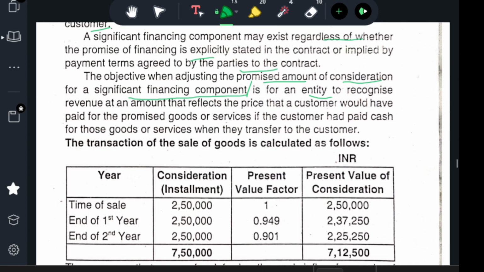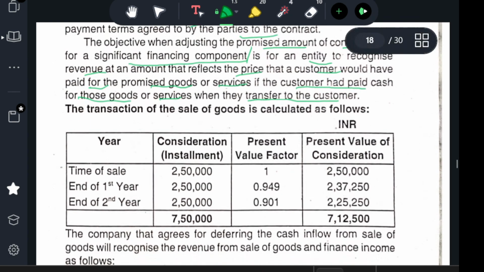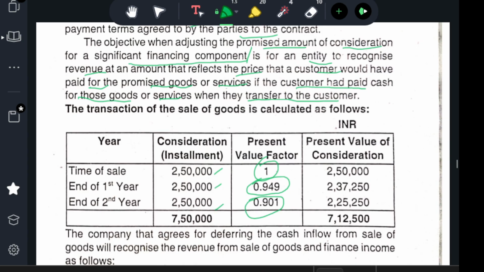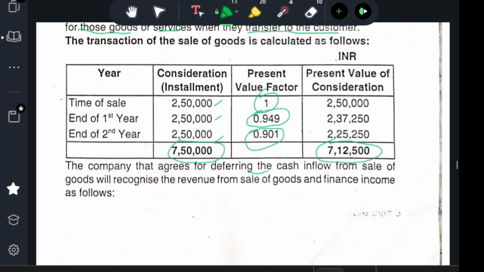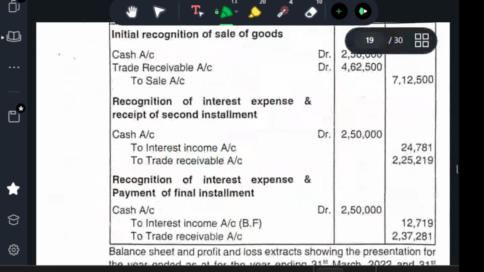The entity recognizes revenue at an amount that reflects the price that the customer would have paid for the promised goods or services if the customer had paid cash for them when they were transferred to the customer. In this case, we take the present value of the installments, so of the 7,50,000 the sale is 7,12,500. The company agrees to defer the cash flow of the sale, which recognizes the revenue from the sale of goods and finance income, as follows.